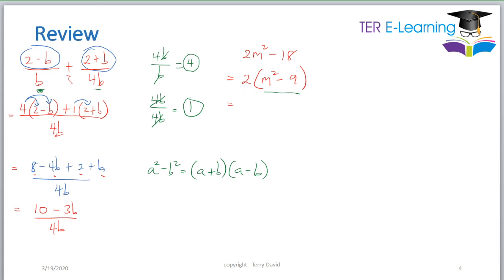So we have m squared minus 9. Therefore we can write that as, so we're not going to do anything with the 2. We're going to leave the 2 here. And m squared minus 9 is going to be m plus 3 by m minus 3. So when we factorize 2m squared minus 18, this is what we get: 2 multiplied by (m plus 3) in brackets and (m minus 3) in brackets. Alright, so that's the answer for that one.